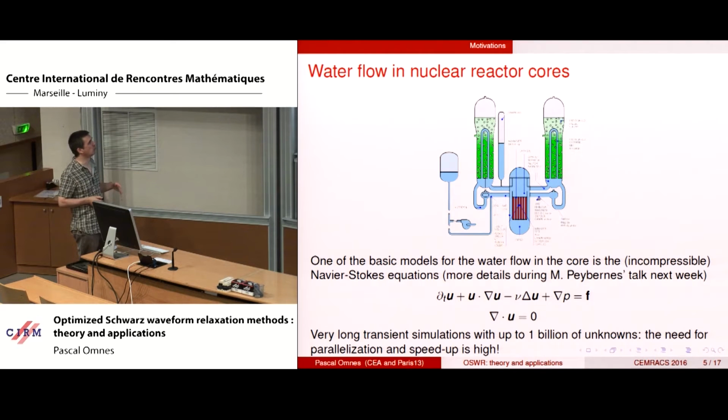One of the basic models is the incompressible Navier-Stokes equation that reads like this. U is the velocity of the flow, P is the pressure. This is the incompressibility condition. And my colleagues do very long transient simulations with up to 1 billion unknowns. And so the need for parallelization and for speedup is quite high.